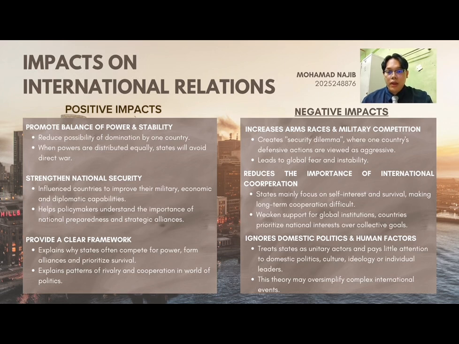Another negative impact of neorealism is that it treats states as unitary actors and pays little attention to domestic politics, culture, ideology, or individual leaders. Critics argue that international relations are not influenced by only the structure of the system but also by internal political decisions and human behavior. This limitation shows that the theory may oversimplify complex international events.